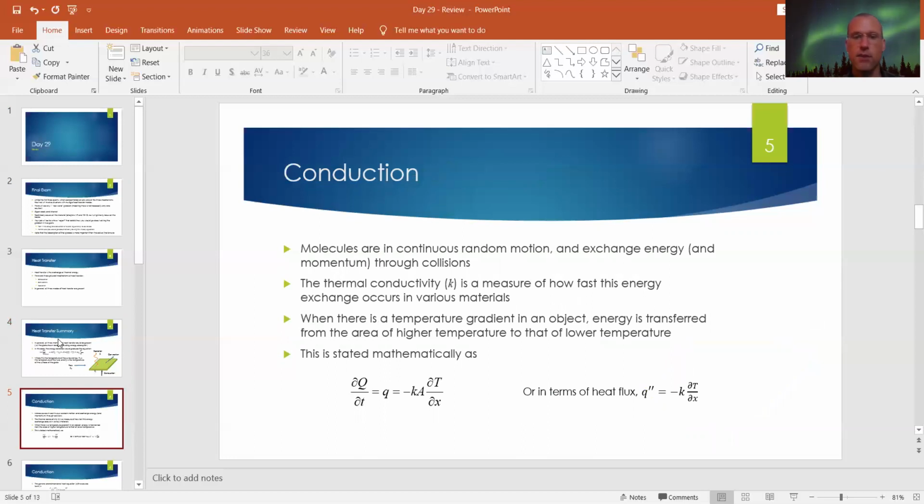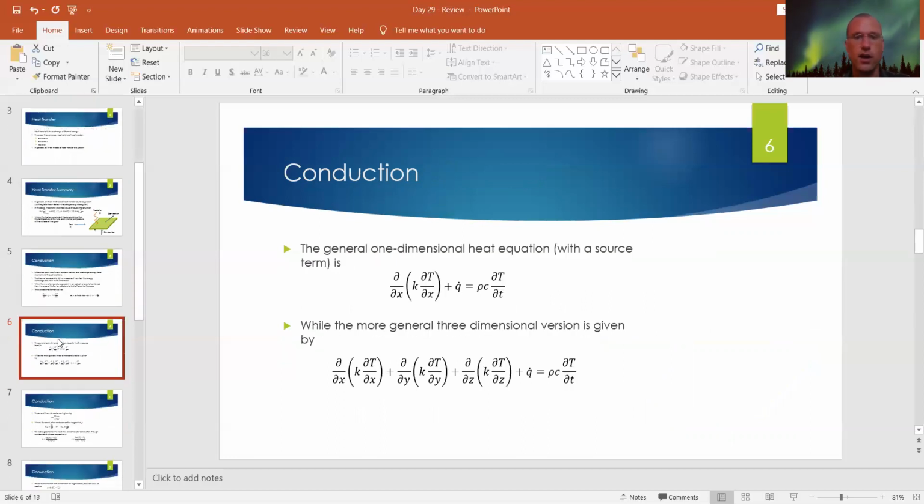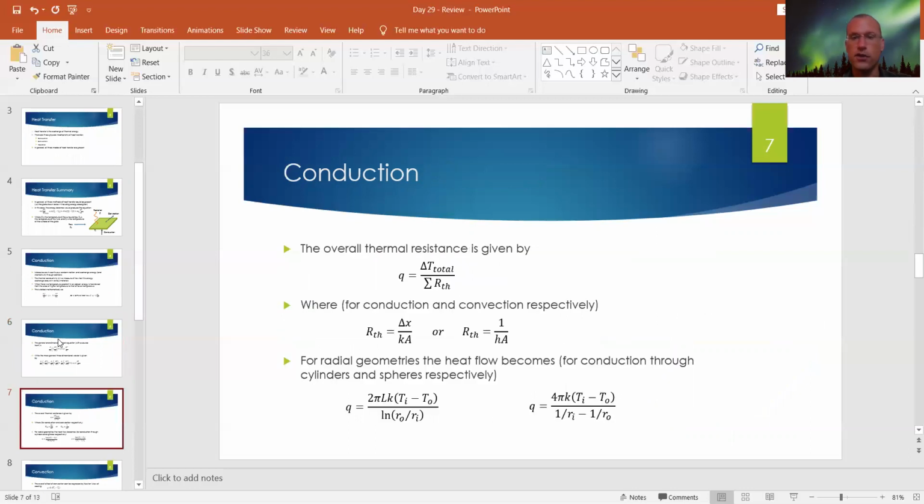I have this minus kA dT/dx. That's for rectangular surfaces anyway. So did I give you a rectangular surface, or maybe it's a cylinder surface? So for cylinders and spheres, I'm going to need to use these sort of equations. If I'm dealing with cylinders or spheres, I could also deal with maybe a total overall thermal resistance. Maybe there's convection and conduction and another convection side.